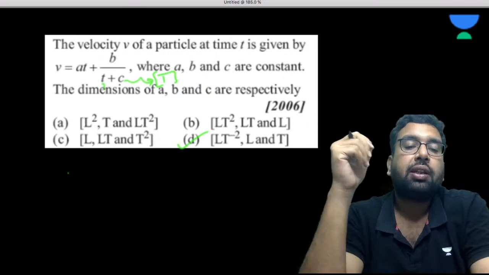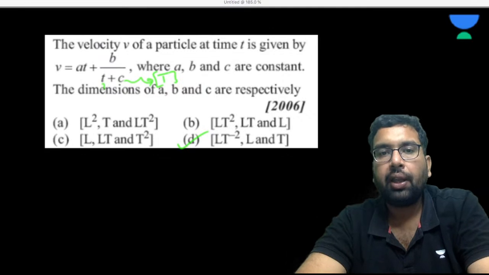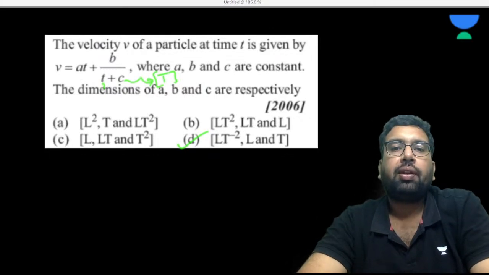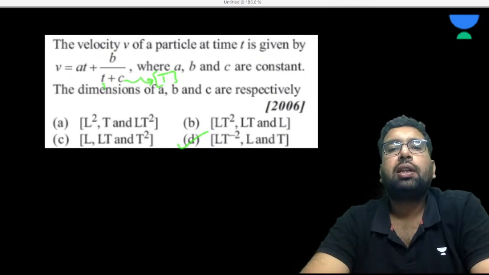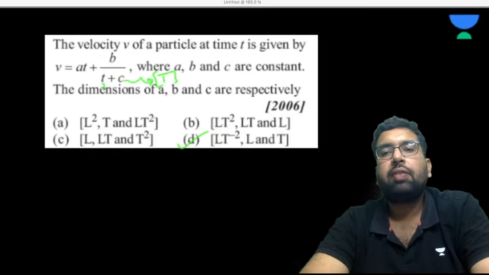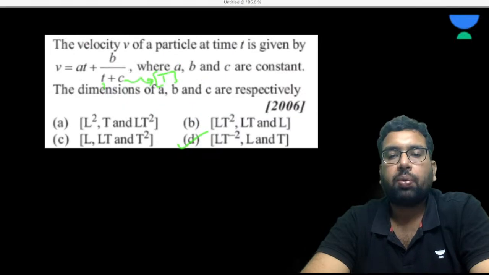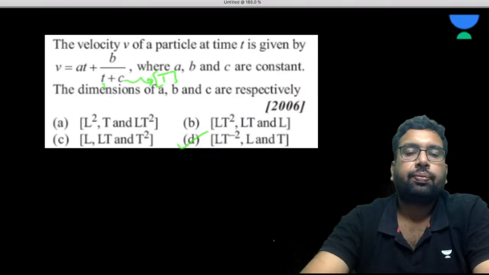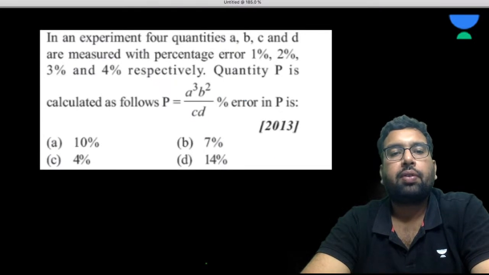So this way you can save the time as well. Are you getting my point? It is very, very important that you save some time also in the examination. Not only solving the question, but saving time also is crucial. So let's try one more. I'm very sure we can do it.